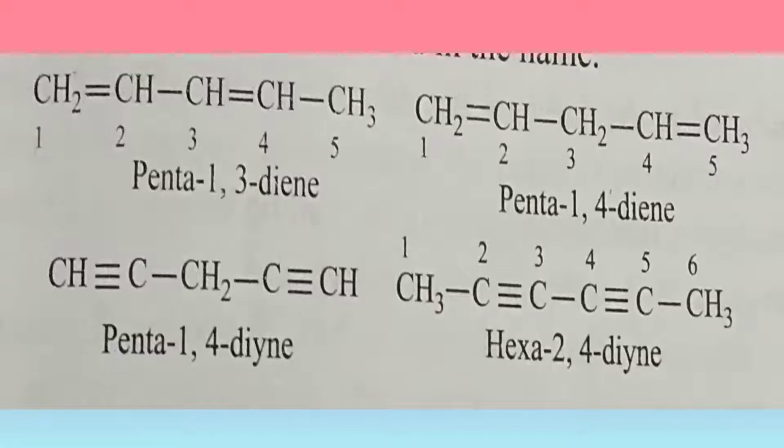Coming to the second example, here also the chain has 5 carbon atoms, giving the parent root word pent, and it has 2 double bonds present on the first and fourth carbon. So the name here is penta-1,4-diene.